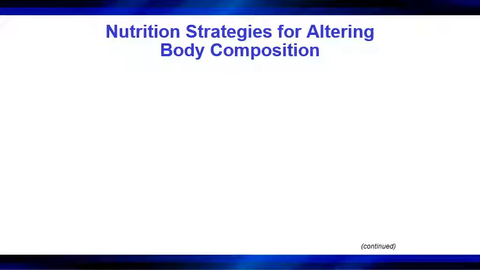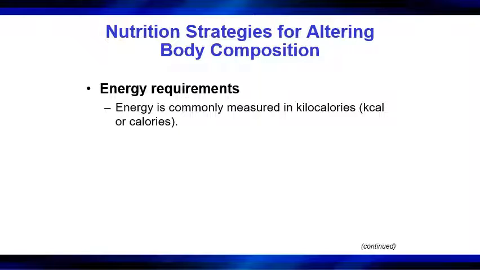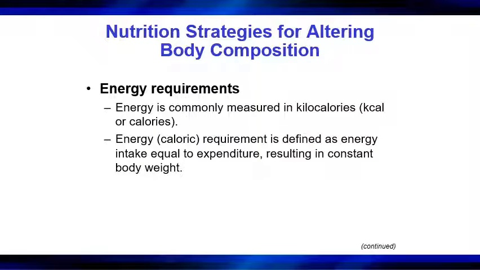So next we're going to look at nutrition strategies for altering body composition. In reference to both gaining and losing weight and how we can manipulate our diet in order to do that. First, because your weight is based upon your energy requirements. Energy is measured in kilocalories, or just calories. Your caloric requirement is defined as the energy intake equal to expenditure, resulting in a constant body weight. Basically, if you take in the same amount of calories as you expend, you maintain your body weight.